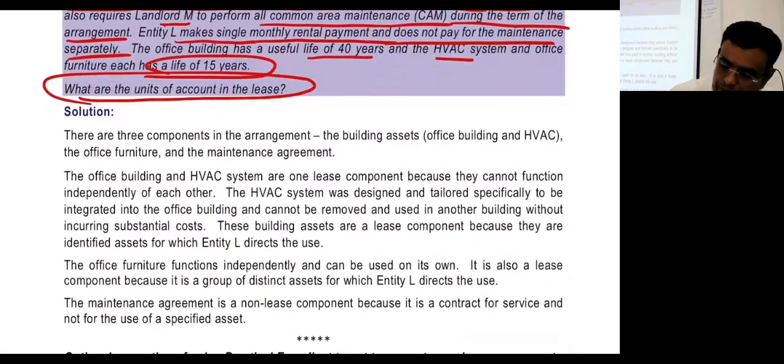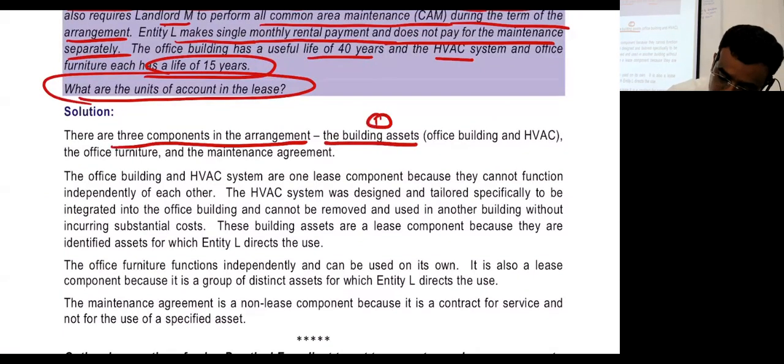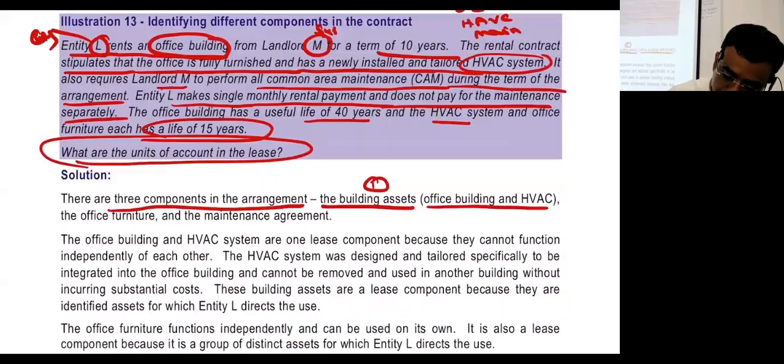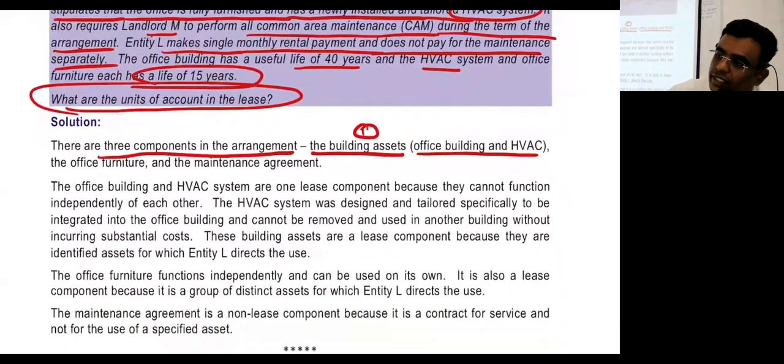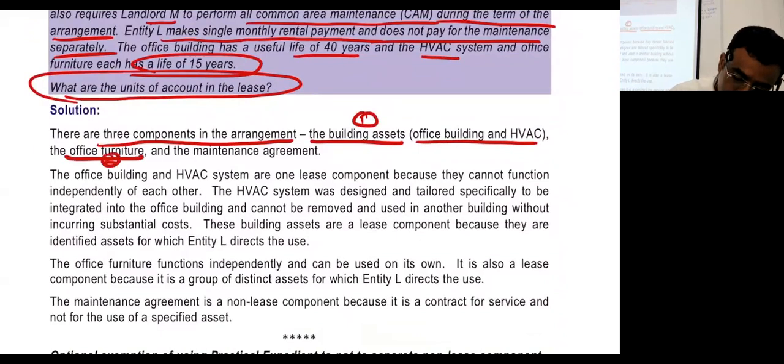3 components in the arrangement. One is building and assets, office building and HVAC system. Two is office furniture. Three is the maintenance agreement.